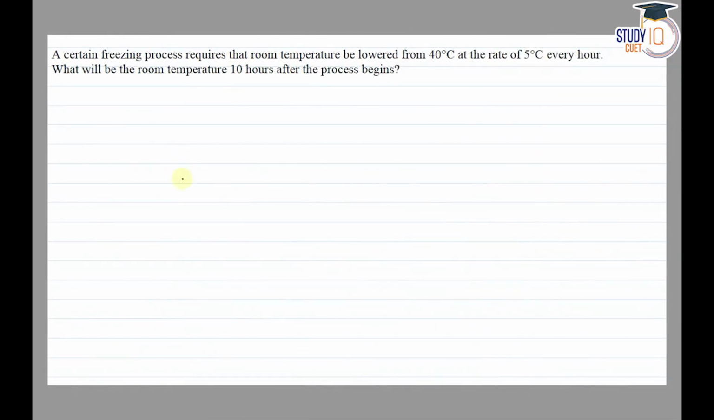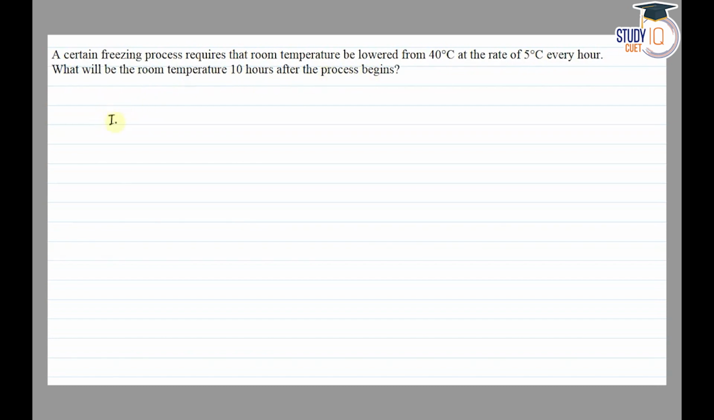Hello everyone. This question appears in class 7th NCERT chapter of integers. This is sixth question of its exercise 1.3. So the question says that a certain freezing process requires that room temperature be lowered from 40 degrees centigrade at the rate of 5 degrees centigrade every hour. What will be the room temperature 10 hours after the process begins?